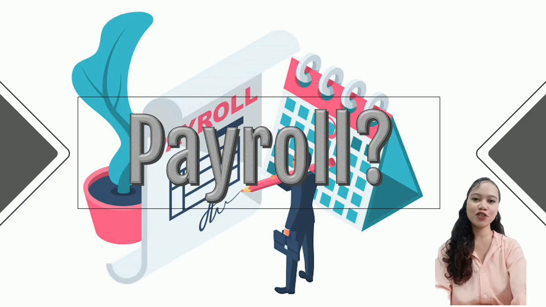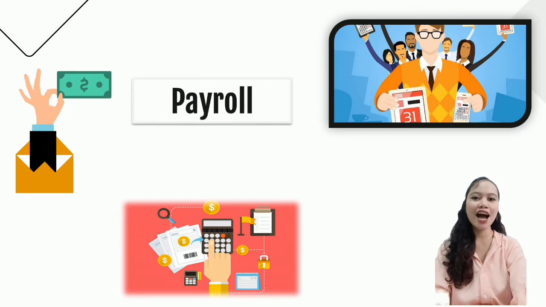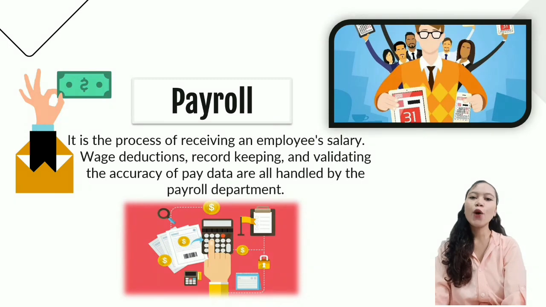It is part of the financial briefing and refers to the process of paying an employee's salary, balancing and reconciling payroll data, as well as depositing and reporting taxes. Wage deductions, record keeping, and validating the accuracy of pay data are handled by the payroll department.